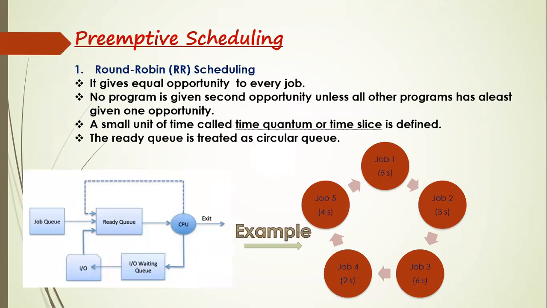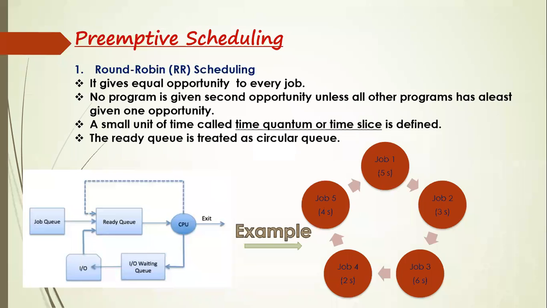Next is preemptive scheduling. In preemptive scheduling, first is round robin scheduling. In round robin, we allocate some time for the execution, the same time for each process. Then it will give an opportunity to all processes to complete one turn. After that, it will continue with the first one.